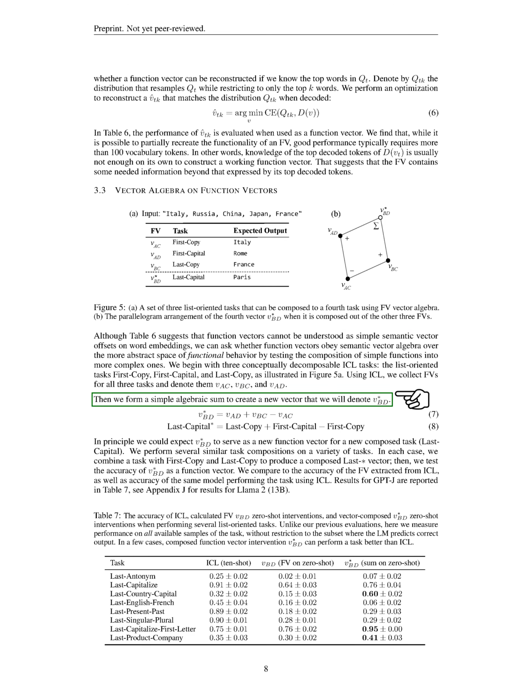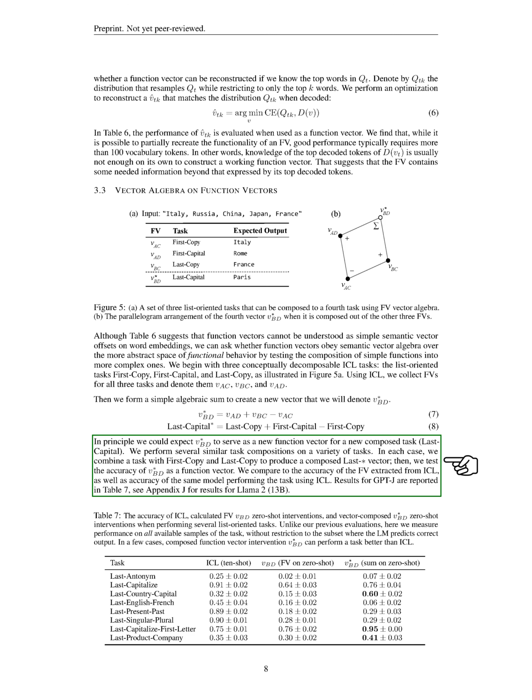We then create a new vector, v_BD*, by simply adding these vectors together. Ideally, v_BD could serve as a new function vector for a new combined task, which we'll call last capital. We carry out several similar task combinations on a variety of tasks.